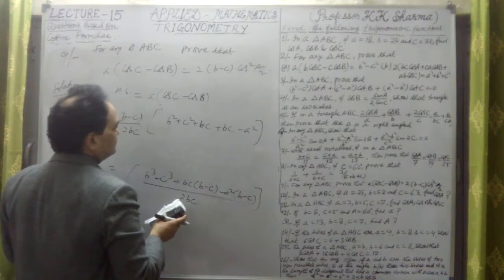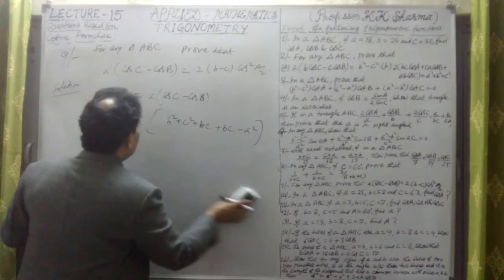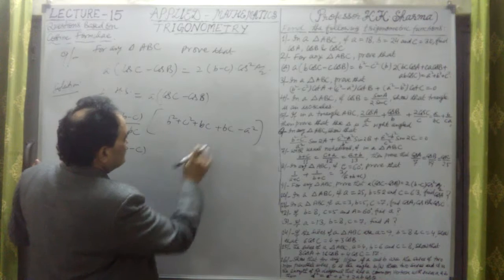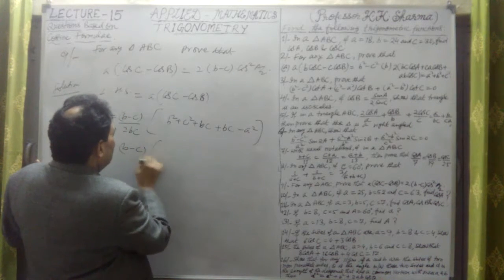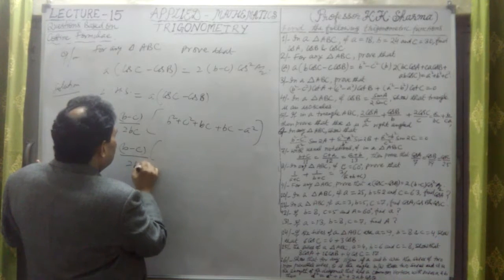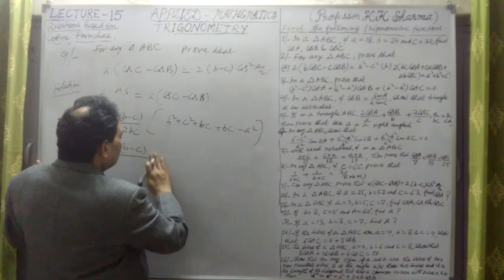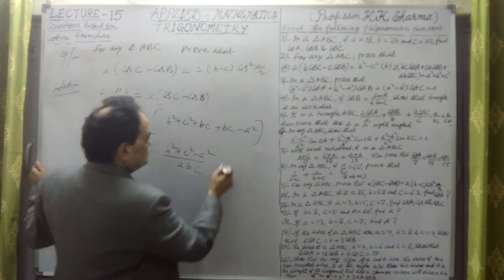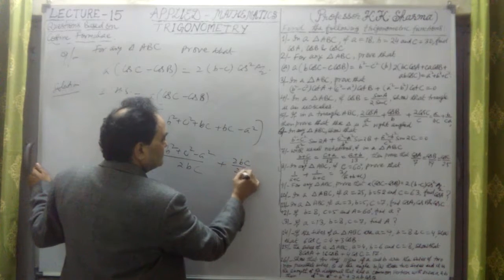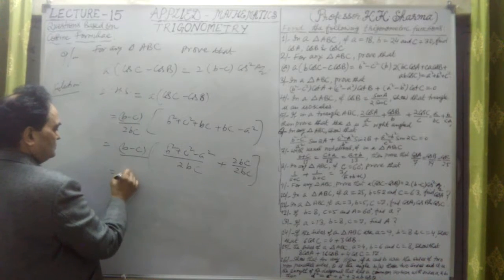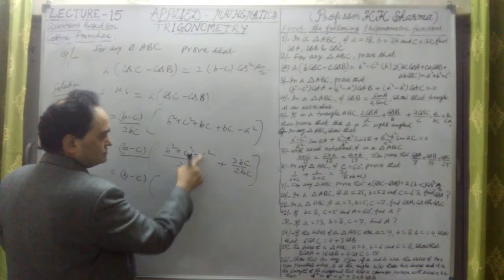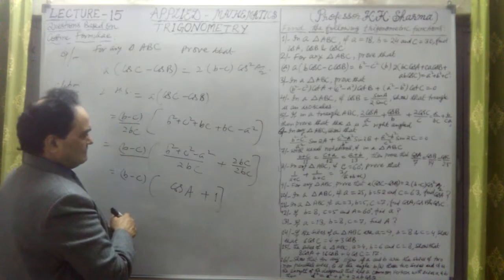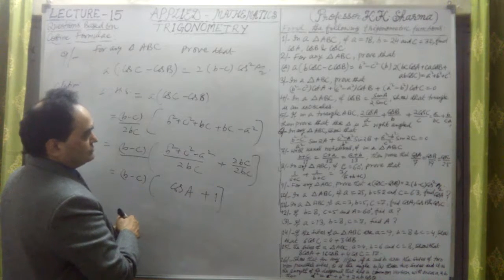That is the formula for cos A upon 2BC. So I put B minus C, and this is twice BC. Let me take this twice BC inside. First value is (B square plus C square minus A square) upon twice BC, plus twice BC upon twice BC, this is 1 here. Okay, this is B minus C only. So this is cos A, try to understand. This is cos A here plus this is 1. This is 1 plus cos A.